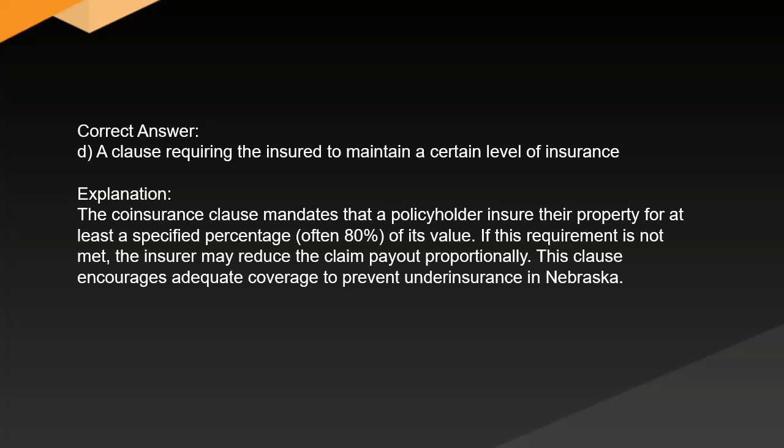Explanation. The coinsurance clause mandates that a policyholder insure their property for at least a specified percentage, often 80% of its value. If this requirement is not met, the insurer may reduce the claim payout proportionally. This clause encourages adequate coverage to prevent underinsurance in Nebraska.